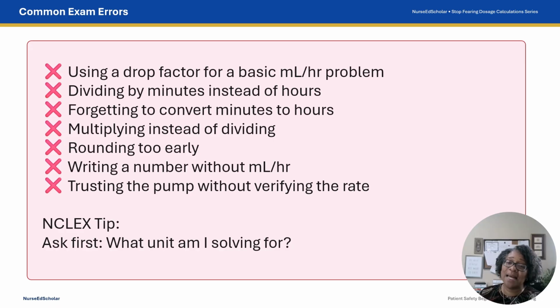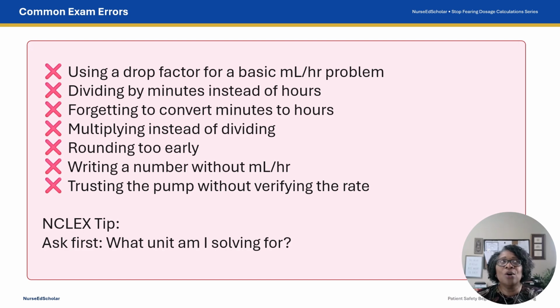Trust the pump more than your calculation. Now, this is important because we talked about this a little bit before. The calculation says, let's just say it says 125 milliliters an hour, but the pump is currently running at 1,250 milliliters an hour. Don't assume the pump's correct because it's obviously not correct. You should know it shouldn't be running that fast. It would just be pouring in, and I'm supposed to be giving this over 8 hours. It should not be pouring into the patient.